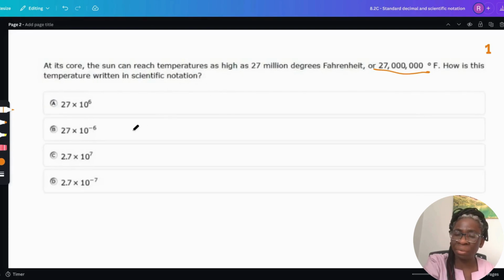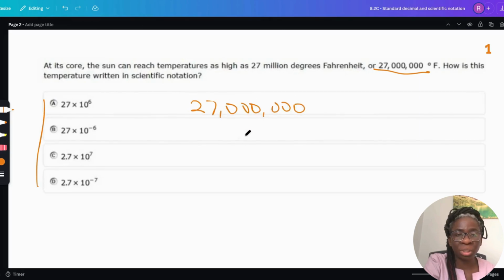And what do we mean by scientific notation? This is what scientific notation means, this format. So now we want to write 27 million in scientific notation. When we're talking about scientific notation, the number is always in the form a times 10 to the power b, where a is any number between 1 and 10, but it's always less than 10.